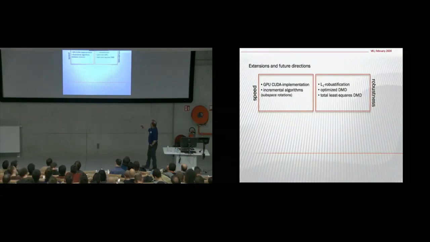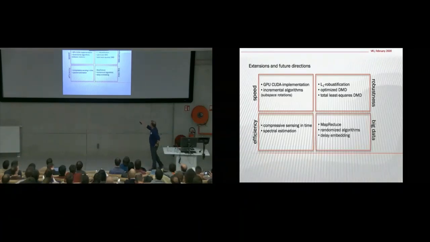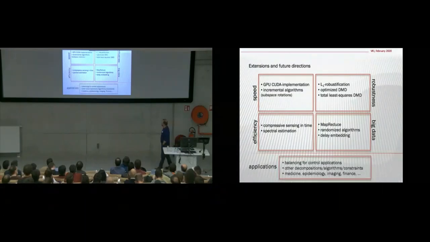L1 robustification, optimized DMD, total least squares. We only did least squares, but you can also do total least squares. That robustifies things very nicely. Clancy Rowley has done some nice work on that. Of course, there's a blend with compressive sensing in time to beat the Nyquist criterion by factors of 5 or 6. All that is possible. Spectral estimation has been thrown in. And then on the big data side, like I said, map-reduce, randomized algorithms, delay embedding, and then plenty and plenty of applications: balancing for control applications, links to other decomposition algorithms and constraints, and applications that more or less are everywhere in medicine, in epidemiology, coronavirus maybe, imaging, video surveillance, even finance, trading schemes based on DMD.